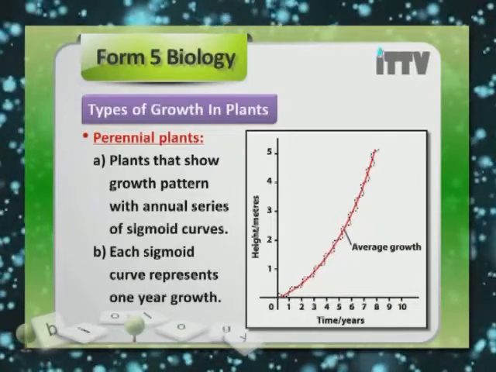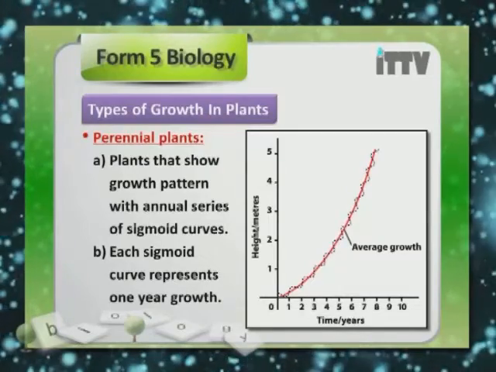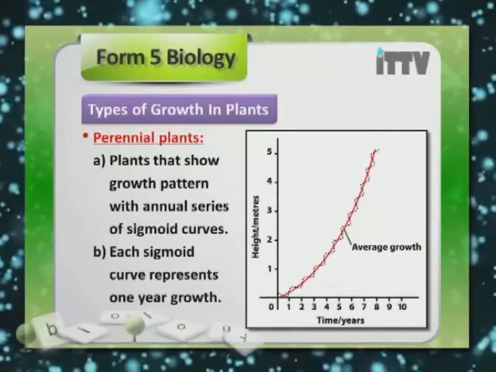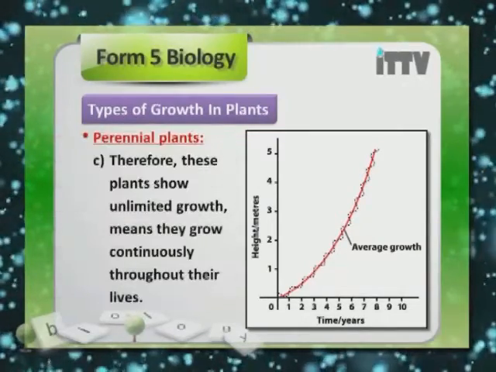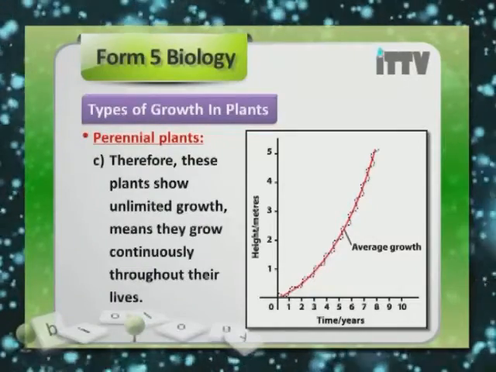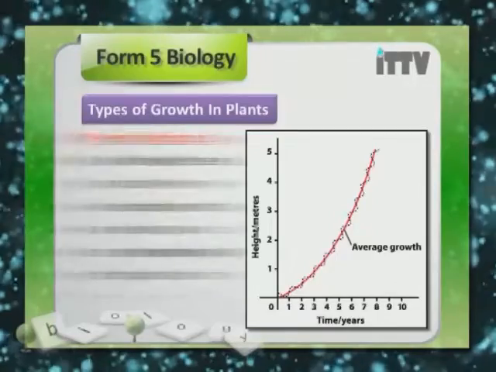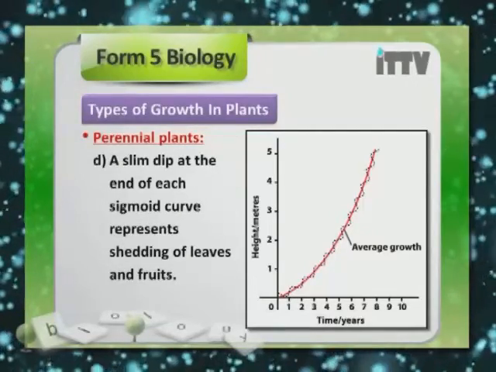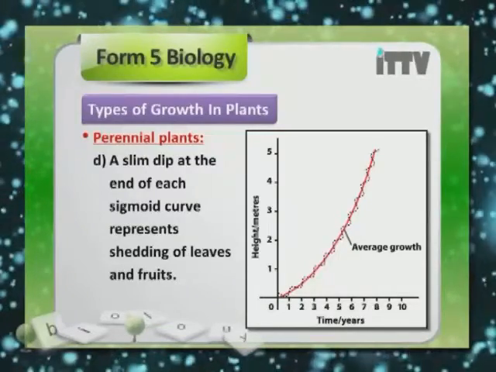For perennial plants, these plants show a growth pattern with annual series of sigmoid curves, and each sigmoid curve represents 1 year of growth. Therefore, these plants show unlimited growth, meaning they grow continuously throughout their lives. A slim dip at the end of each sigmoid curve represents the shedding of leaves and fruits.